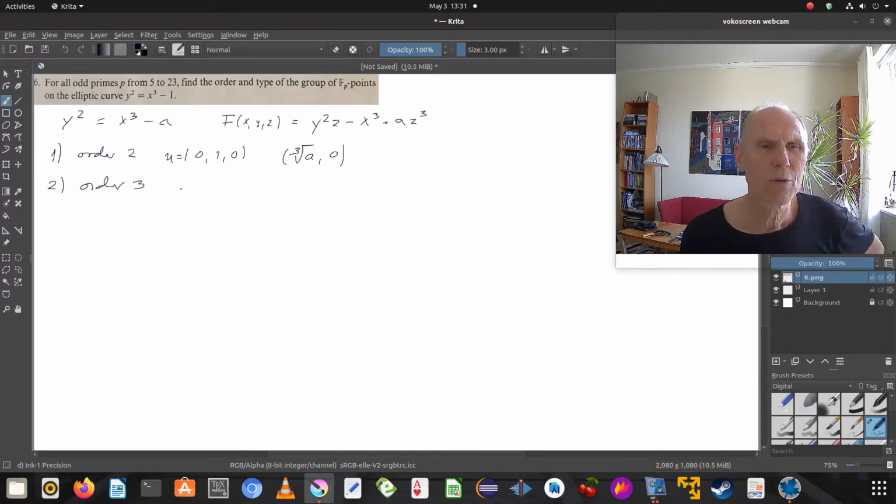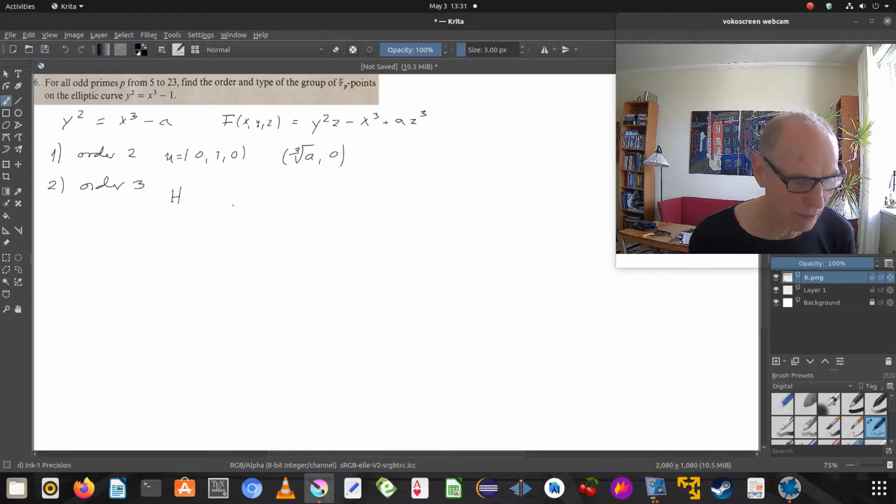So those are found by the inflection points, and of course there is one at infinity, the unit point, which is obviously an inflection point. And then the Hessian I computed in another video, so I just want to copy it.